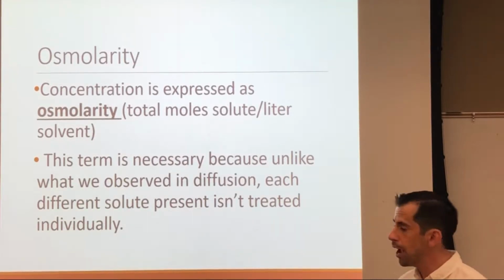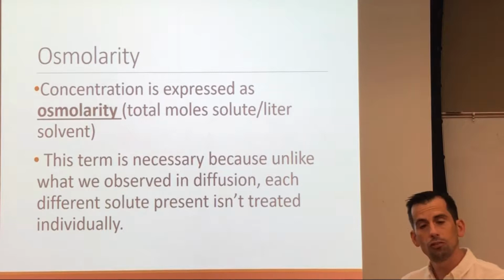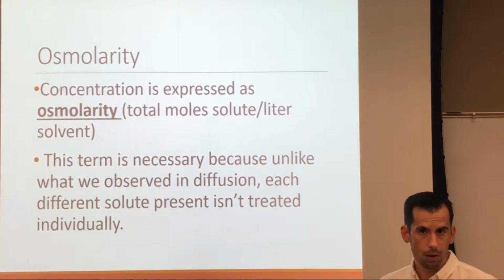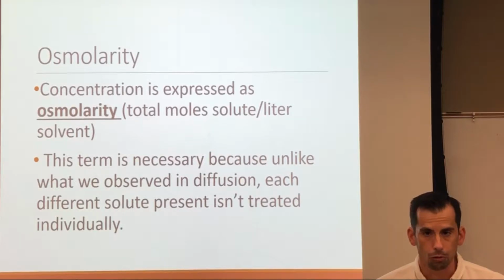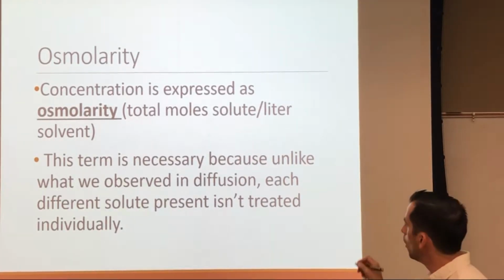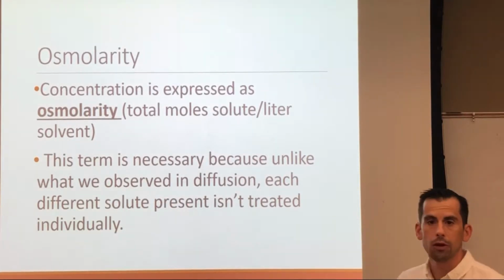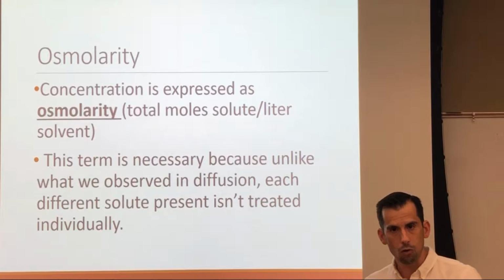It doesn't matter if we have 50 different solutes that can't cross, or we have 50 of the same solute that can't cross. They all will exert the same influence for osmosis. So we throw away the term concentration for a while, and we use the term osmolarity, because it encompasses all of the solutes that cannot cross that membrane.